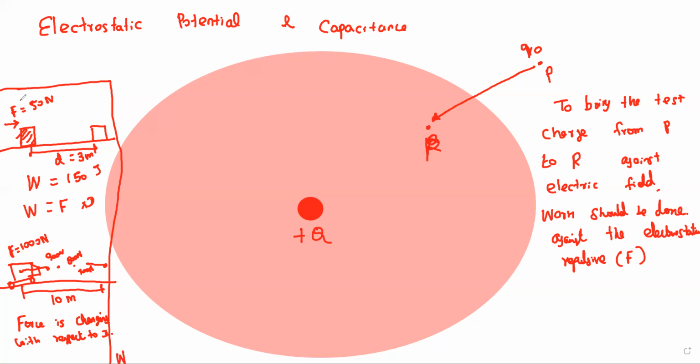Here, just 50 Newton we applied. Here, just 50 Newton we applied. So it moves 3 meter, fine, 150 Joule. But here, we didn't apply a constant force, not 1000 Newton, not 900 Newton, not 800 Newton. It keeps on changing with respect to distance. So in this scenario, how to calculate the work done?